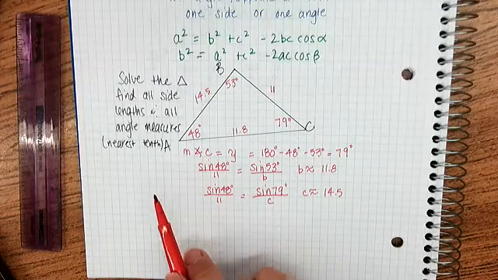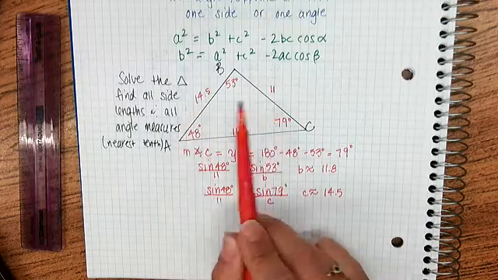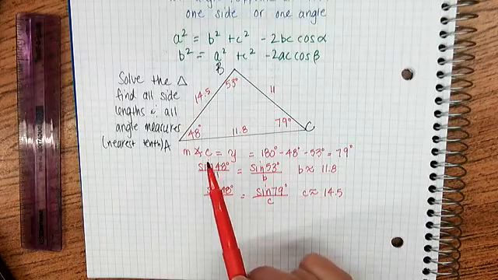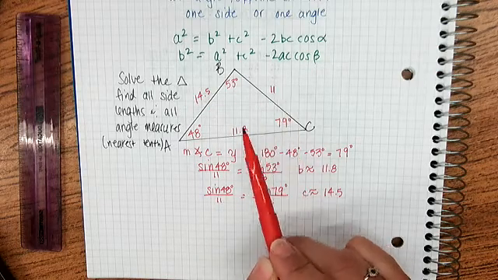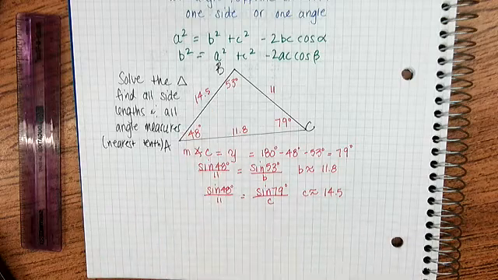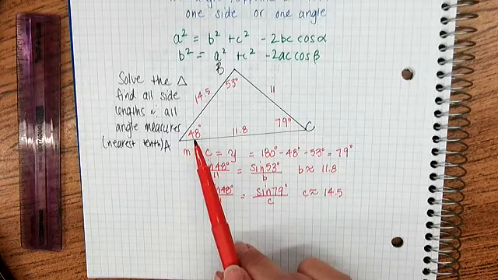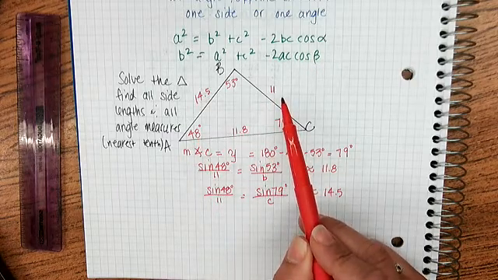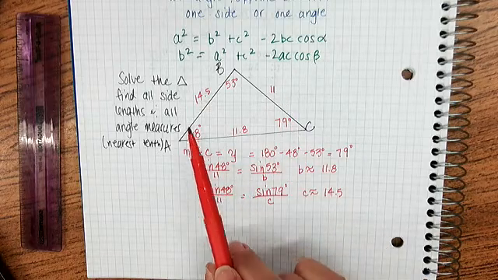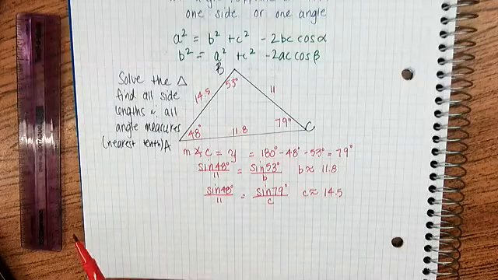Okay, let's do a quick check from geometry. First of all, the sum of any two sides must be greater than the third. So 14.5 plus 11 is greater than 11.8, and 11 plus 11.8 is greater than 14.5. Also from geometry, the smallest angle is opposite the shortest side, and the largest angle, 79, is opposite the longest side, 14.5. It's a great little check. So you have just solved the triangle.